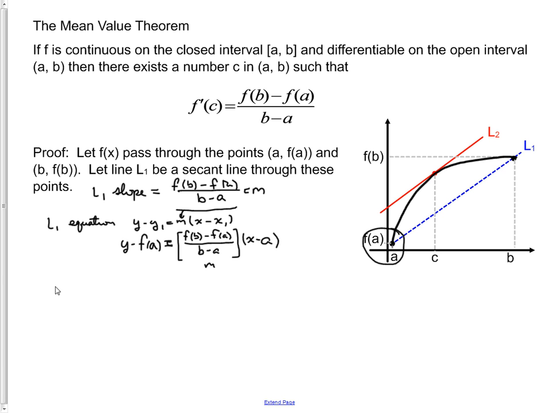Let's form a second function. This time, we're going to make a function g of x. And what does g of x look like? Well, g of x is basically going to be the function formed by taking the value of f of x minus the y value from our line here, minus this y value. So what we're doing is building a function that is always the difference between the y value on this curve of f of x and the y value on this line.